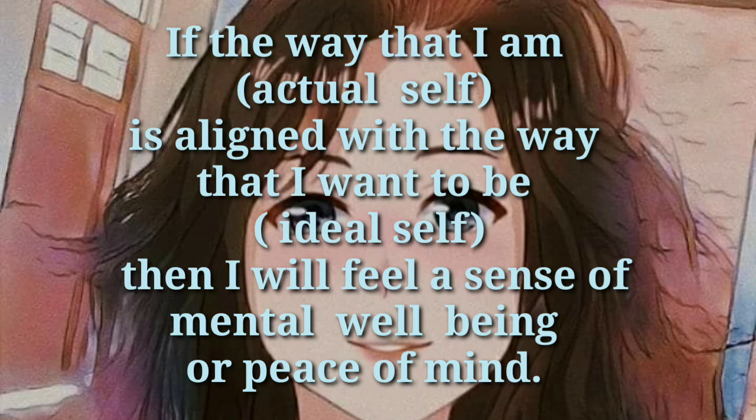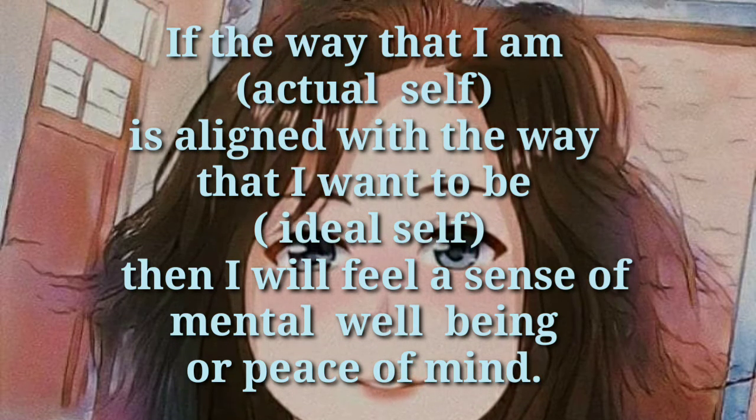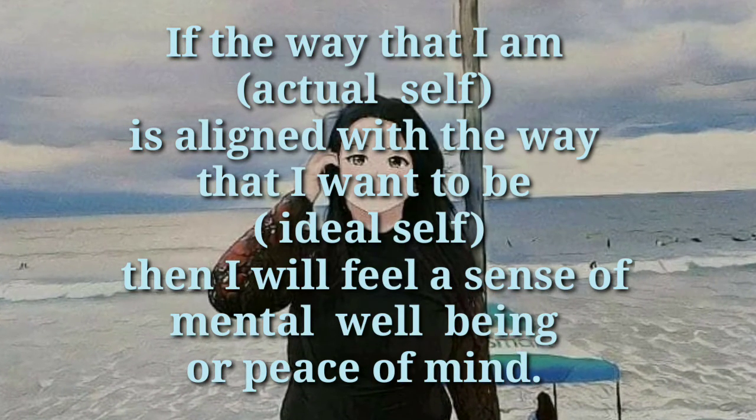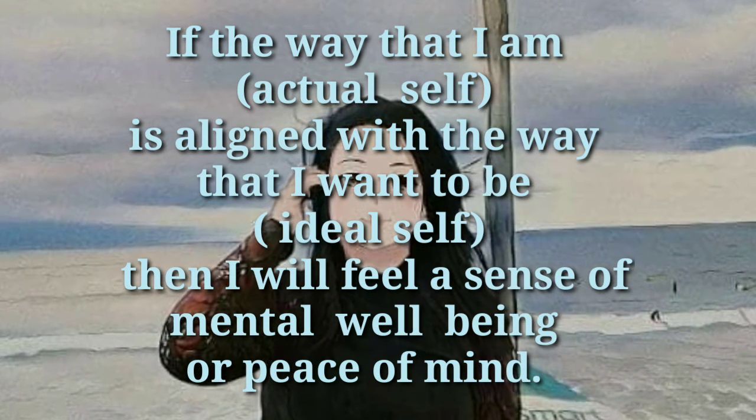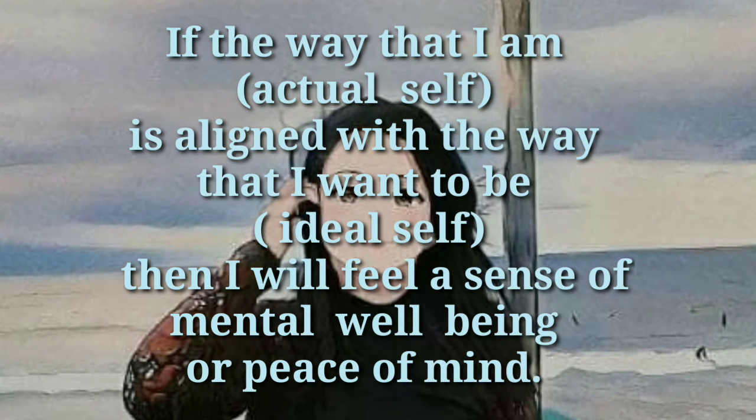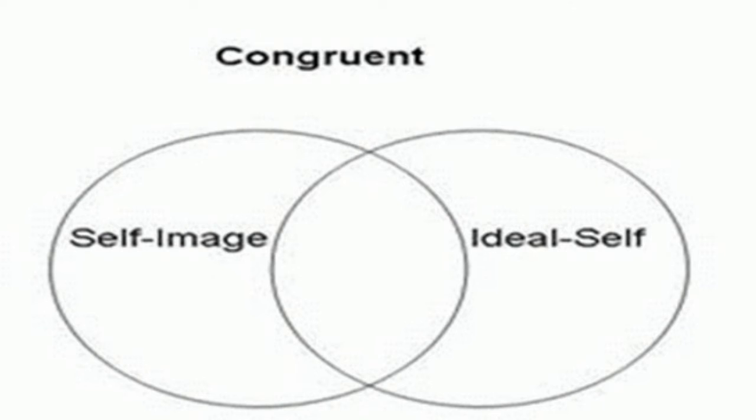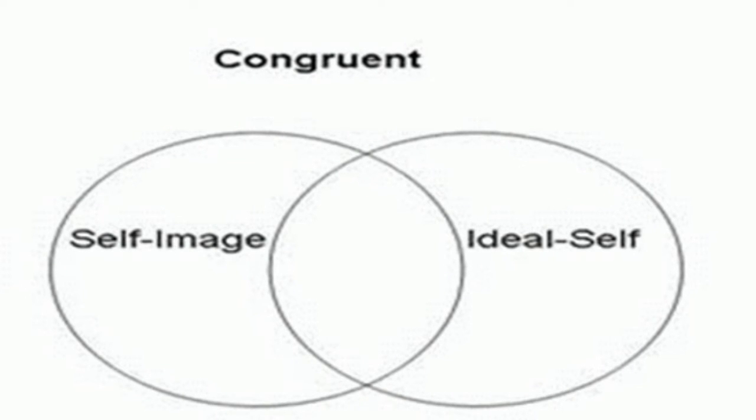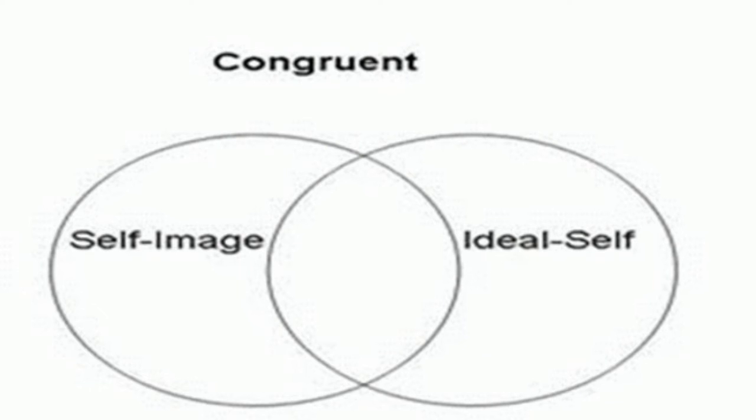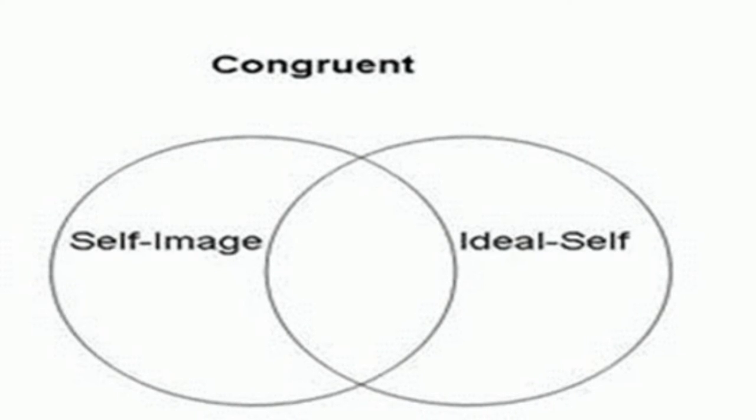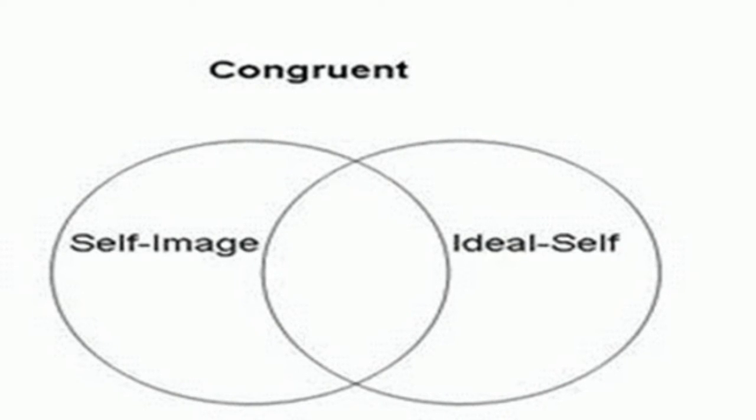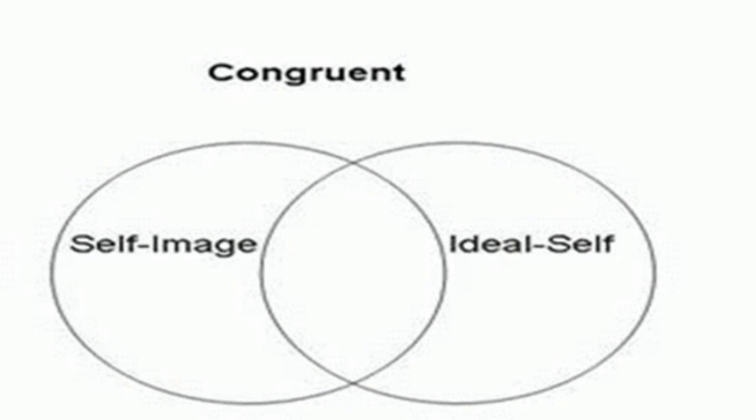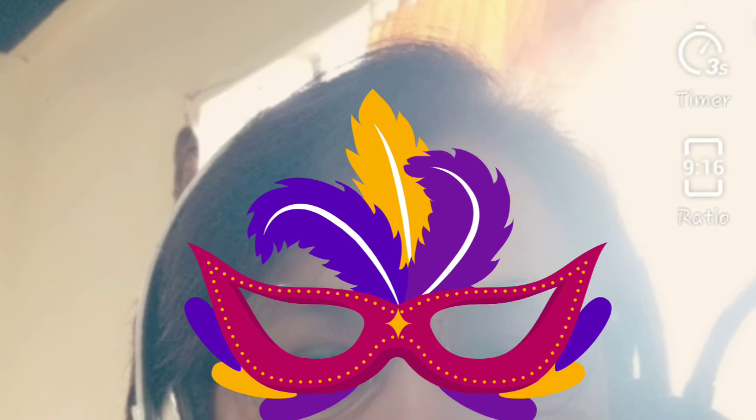If the way that I am, that is the actual self, if the way that I am is aligned with the way that I want to be, the ideal self, then I will feel a sense of mental well-being or peace of mind. If your actual self is aligned to your ideal self, meaning if what you want to be is aligned to who you are, meaning you will be having this kind of peace of mind because there's no problem, everything is okay, naka-align siya.